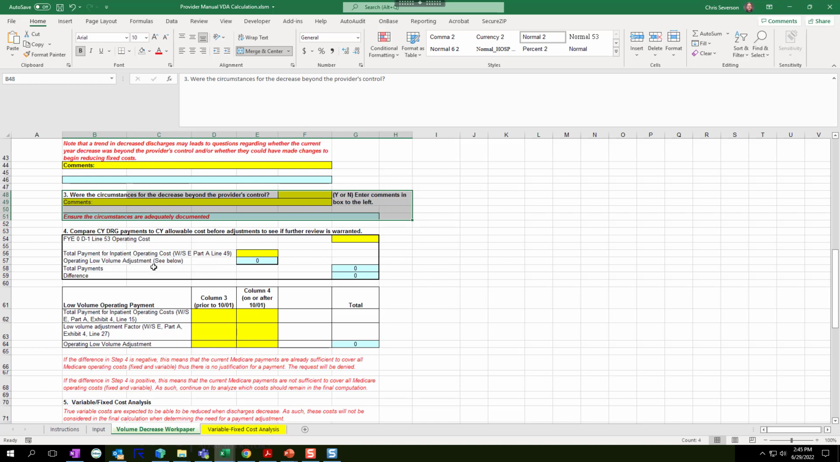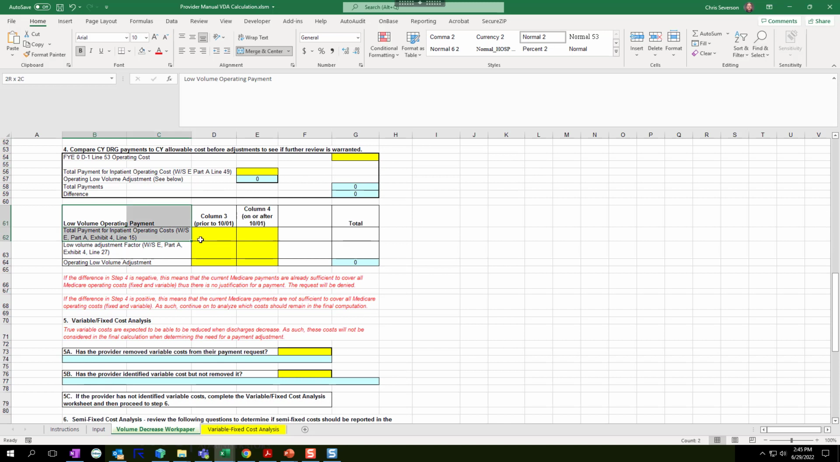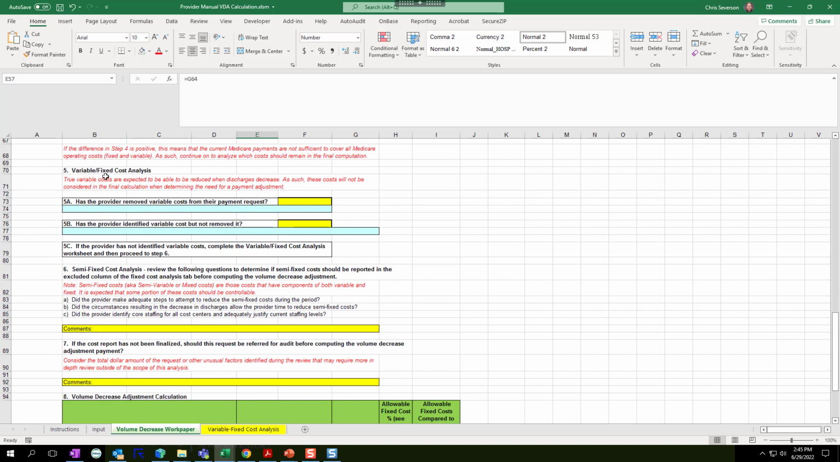Number 4, that's that little threshold step before we even continue. We want to see, were the federal payments already sufficient to handle the total cost? Because if it is, then there's no use continuing forward, because the costs would just be reduced once we determine the fixed cost portion. This is bringing in the low volume payment. It's adding that in as well. It's bringing it up to this calculation. Number 5, the variable fixed cost analysis. Have you already removed variable costs from your payment request, or have you identified them but not removed them? In that case, we'll go through that cost analysis to do that.